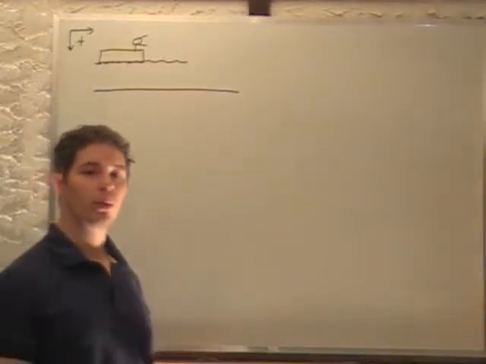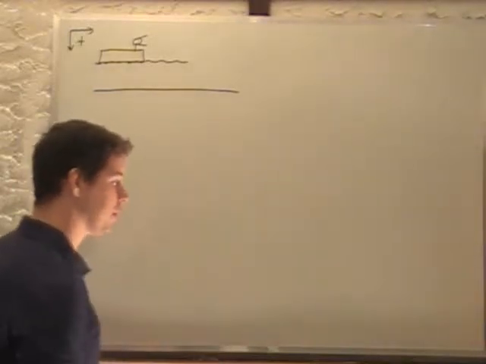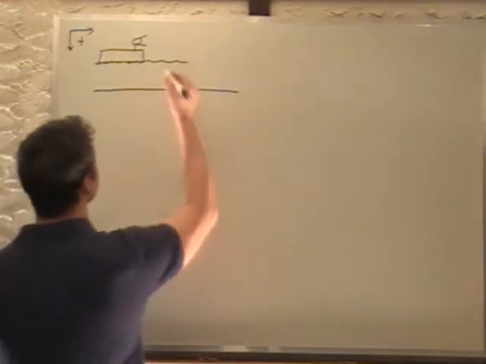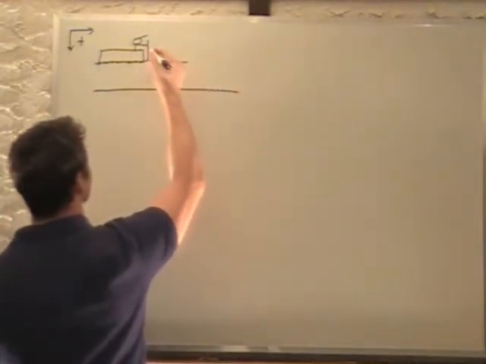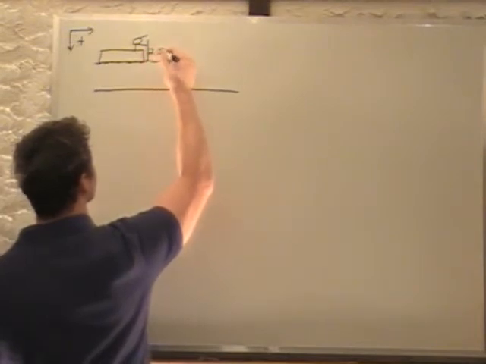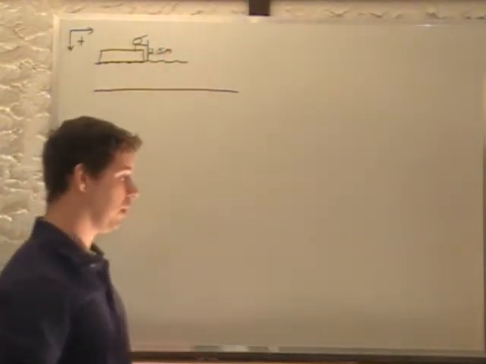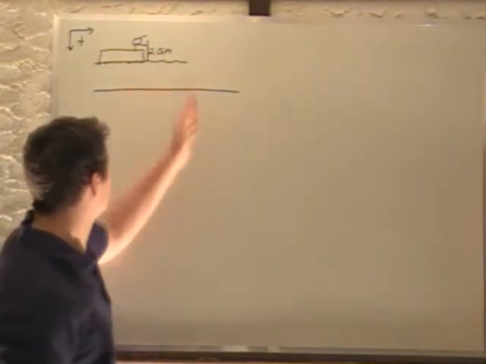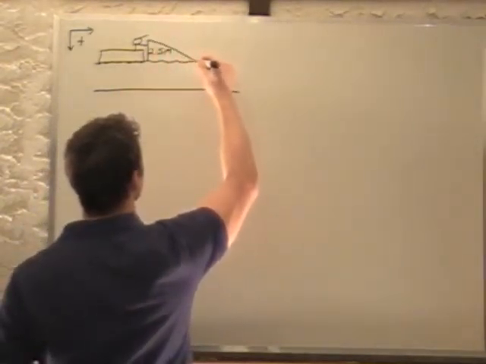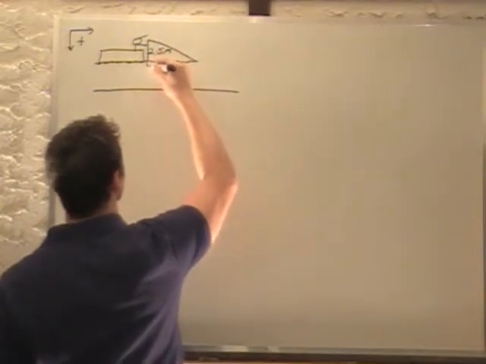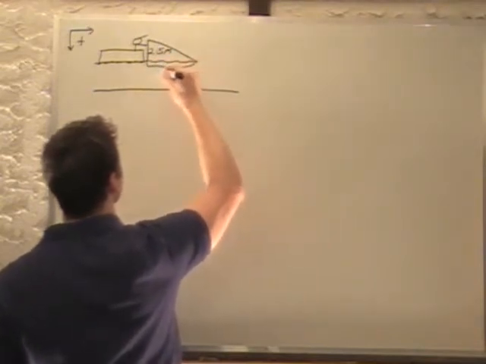In this problem we have a boat with a spotlight on it. Now we're told the spotlight on this boat is 2.5 meters above the surface of the water. So we'll call this 2.5 meters. And we're also told that the light strikes the water 8 meters away. So the light comes down here, hits it 8 meters away. So this distance here is 8 meters.